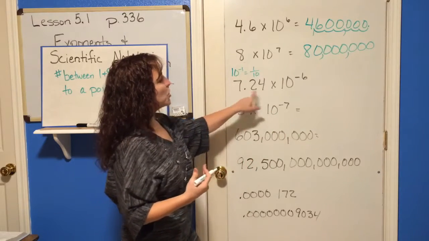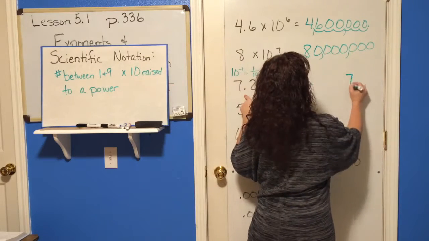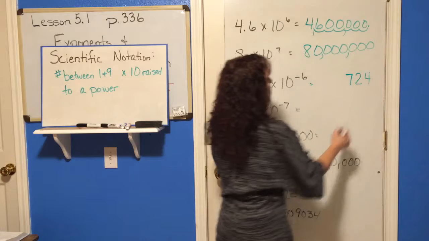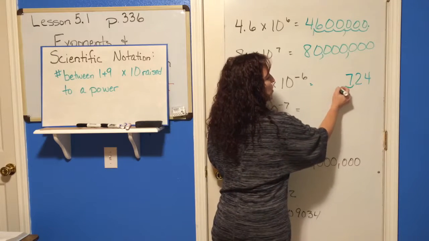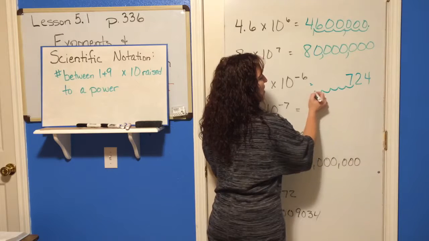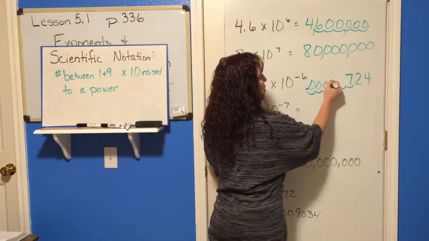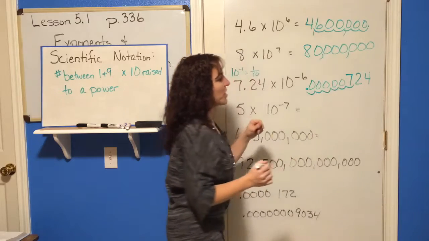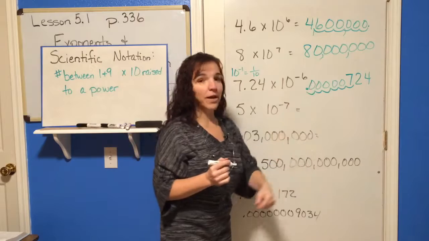So if you're multiplying by 10 to the negative 6, what you would do here is write out your 724, and your decimal started here, and you're going to move it backwards. 1, 2, 3, 4, 5, 6. There's your decimal. 1, 2, 3, 4, 5, and you don't have commas that direction. They're harder to read. All right, and you're done.